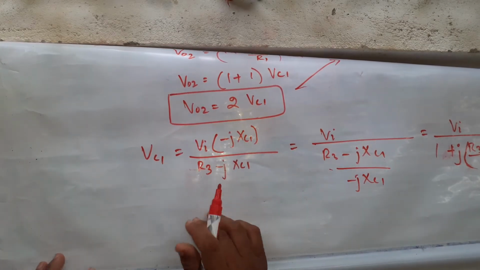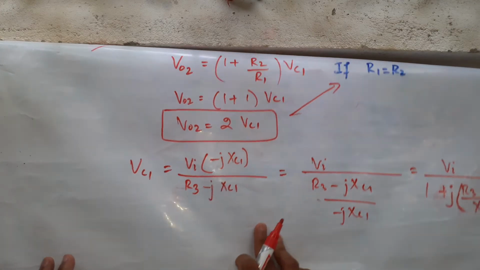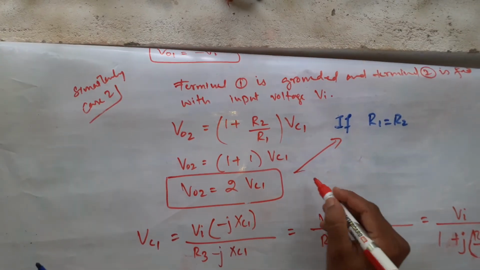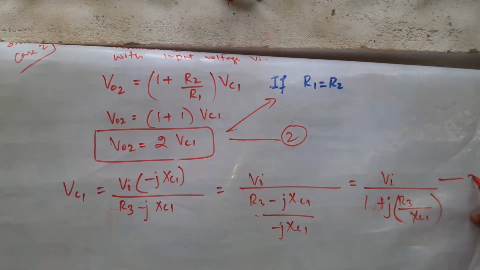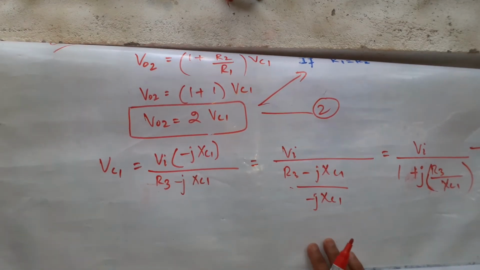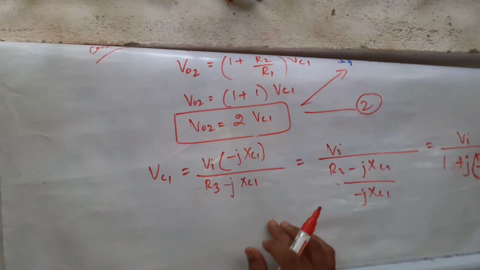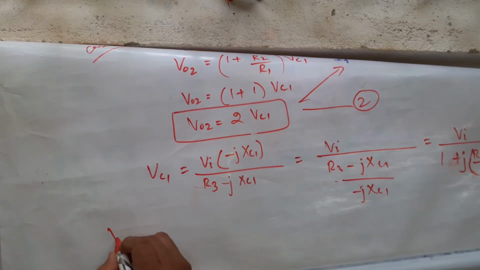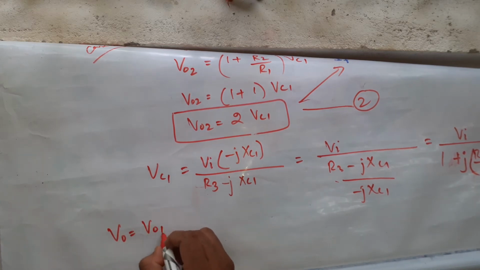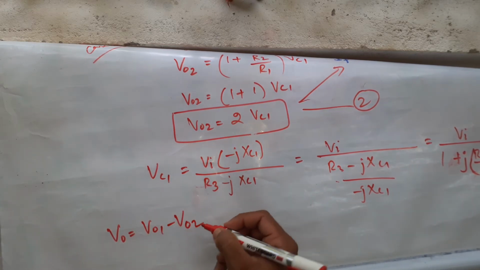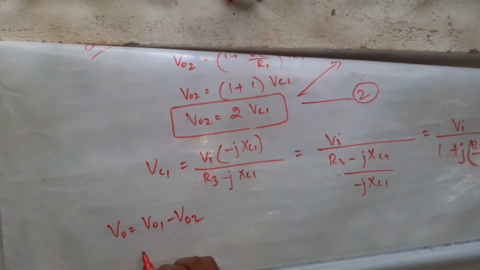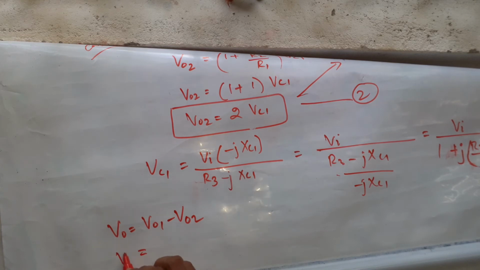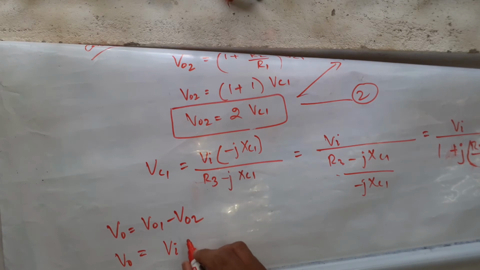Now put this VC1 in your V02, and we also have, yeah, this is your equation 2, this is our equation 1, let this be your equation 3. Making use of all these equations 1, 2, 3, we write V0 equal to V01 minus V02. Output from case 1 minus output from case 2. Okay. So we write this as V0 equal to, if you simplify this, I will be writing directly.